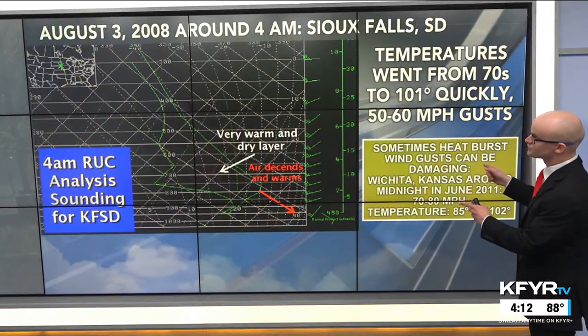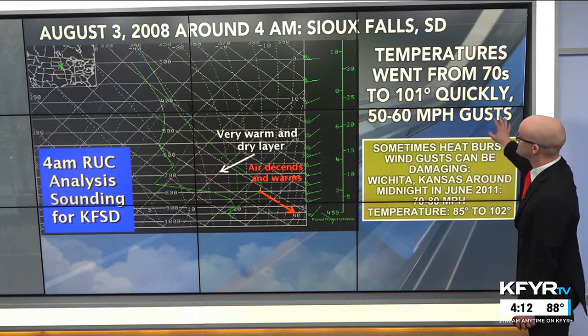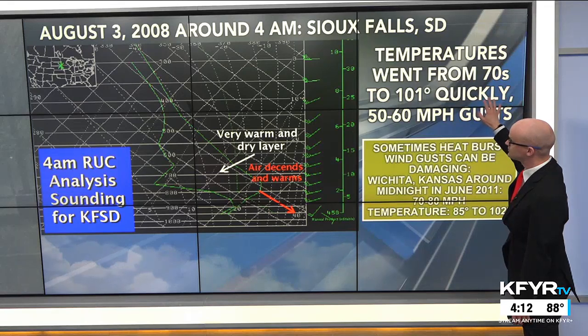This was on August 3rd of 2008, around 4 a.m. in Sioux Falls, South Dakota. The temperature went from the 70s to 101 degrees.